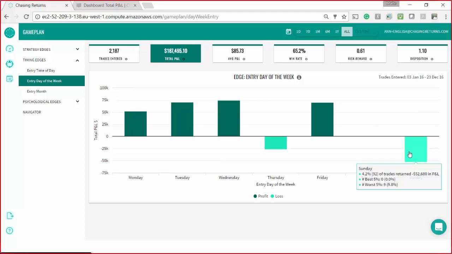And I'm making reference to this because we saw it on the previous chart. He's trying to get in early for the week, and he's very eager on a Sunday night, and it's costing him a lot of money, right?